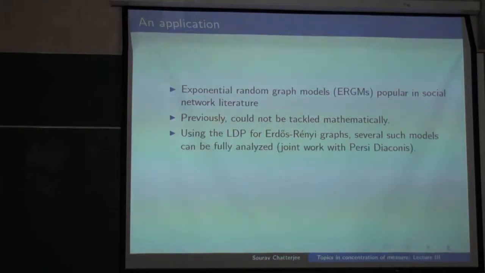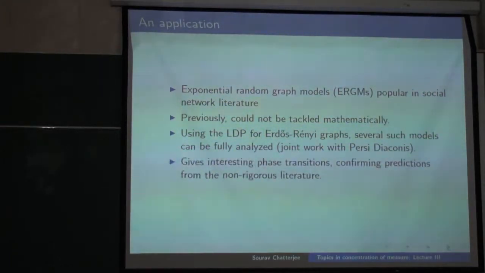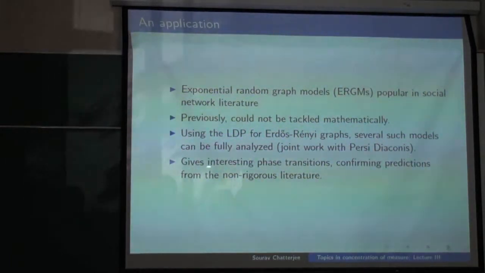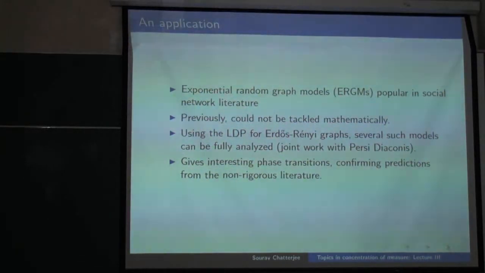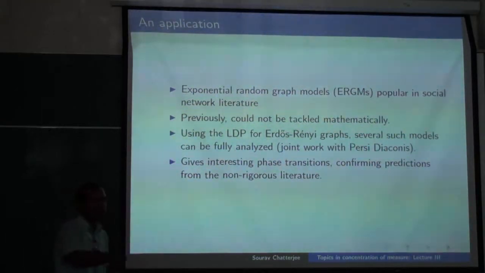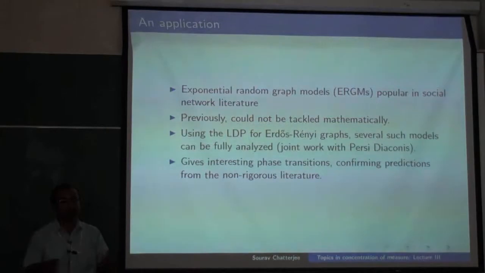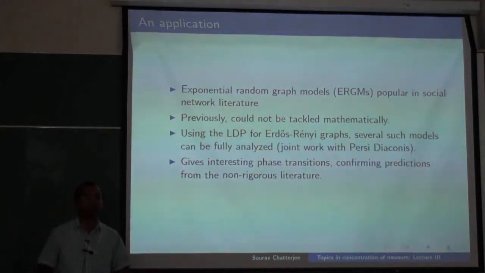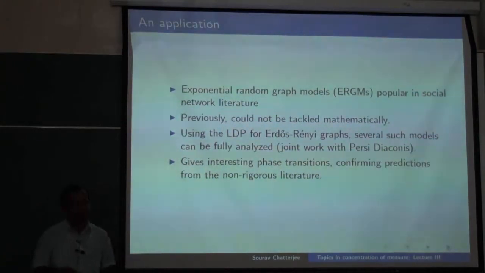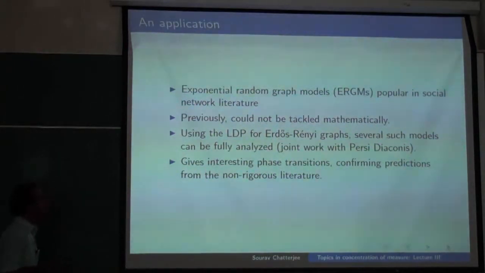This is joint work with Persi Diaconis. This confirms some predictions from the non-rigorous literature about phase transitions. There are very interesting phase transitions in these models, there are jumps and so on, and these things you can do. These are not Erdős-Rényi graphs, but as I just said, the large deviation principle has nothing to do with Erdős-Rényi graphs. It's just a counting principle for graphs, and you can use that to do this.